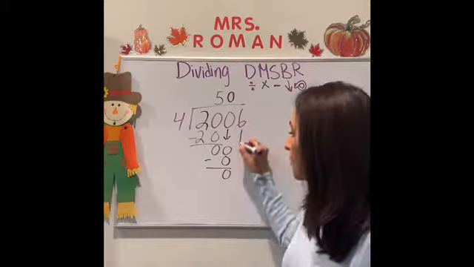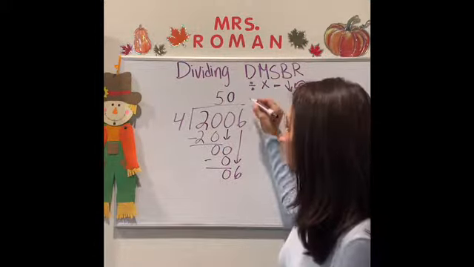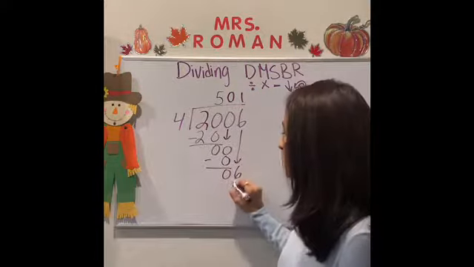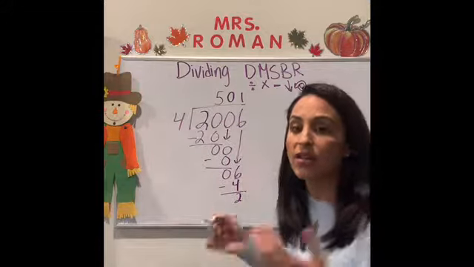After subtracting, now I bring down the 6. Can 6 be divided by 4? Yes, it can. 1 time. 1 times 4 is 4. Subtract, I get 2. Is there anything else to bring down? There's nothing to bring down.